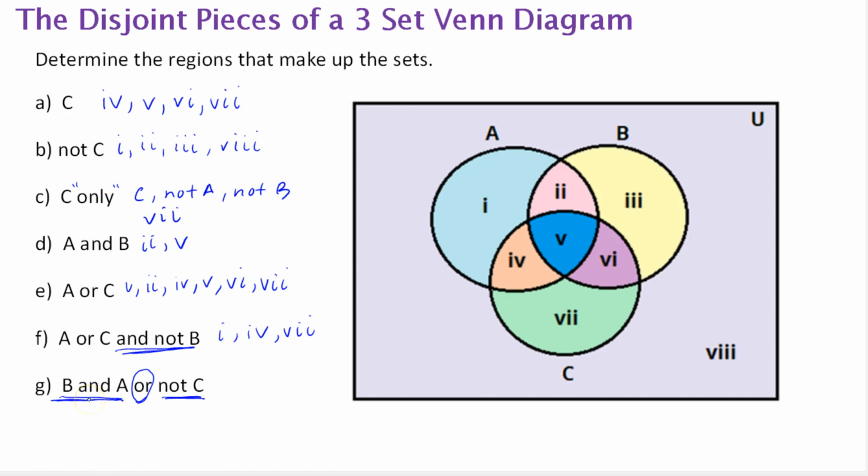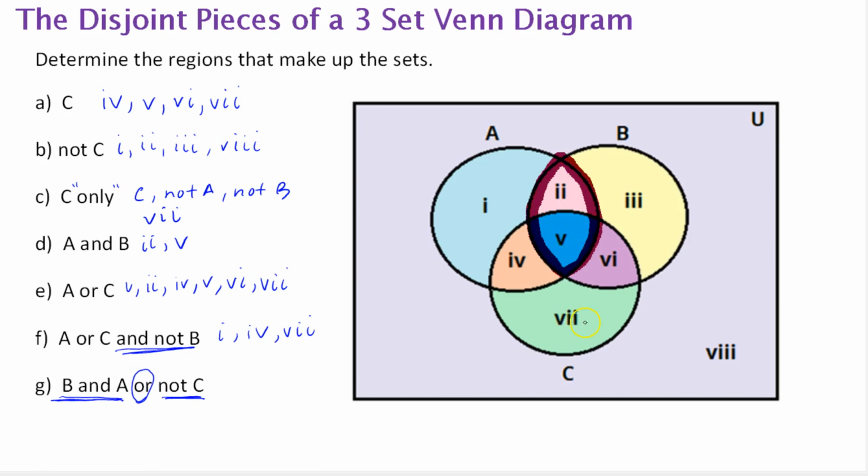So first, B and A, that's regions 2 and 5. Now we also want to include anything that's not C. Okay, so I'm going to cross out, let's use a different color. I'm going to cross out anything that's not C, but I don't want to cross out anything in B and A because it's an "or." So we're definitely including 2 and 5.